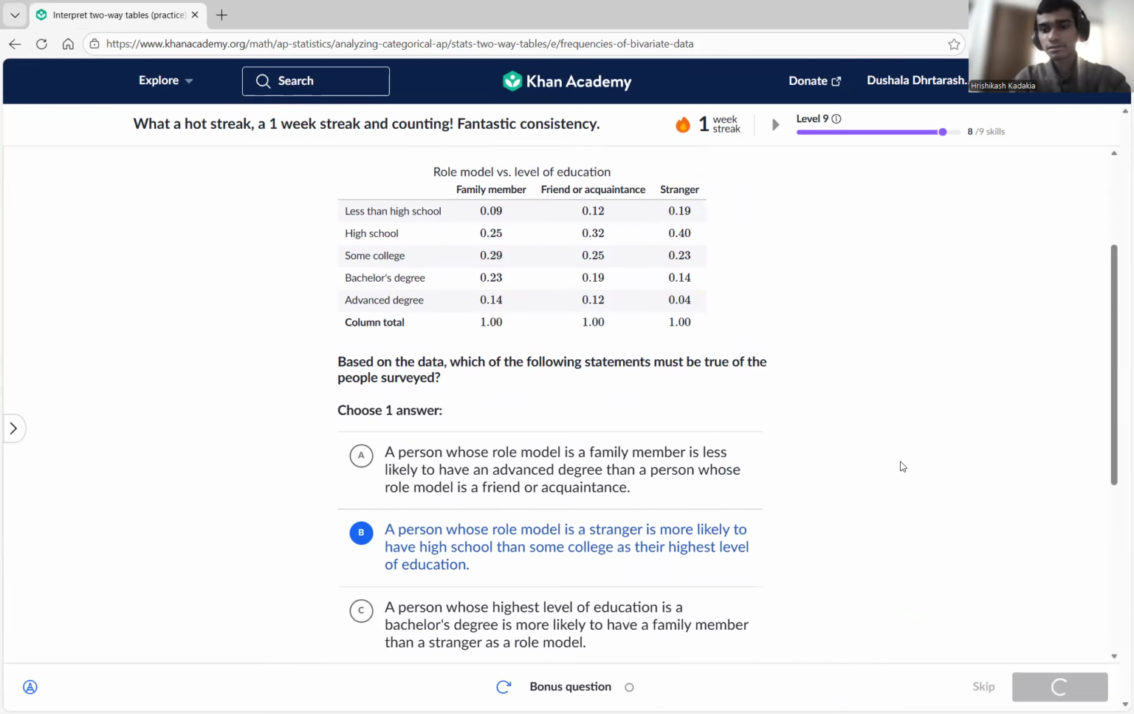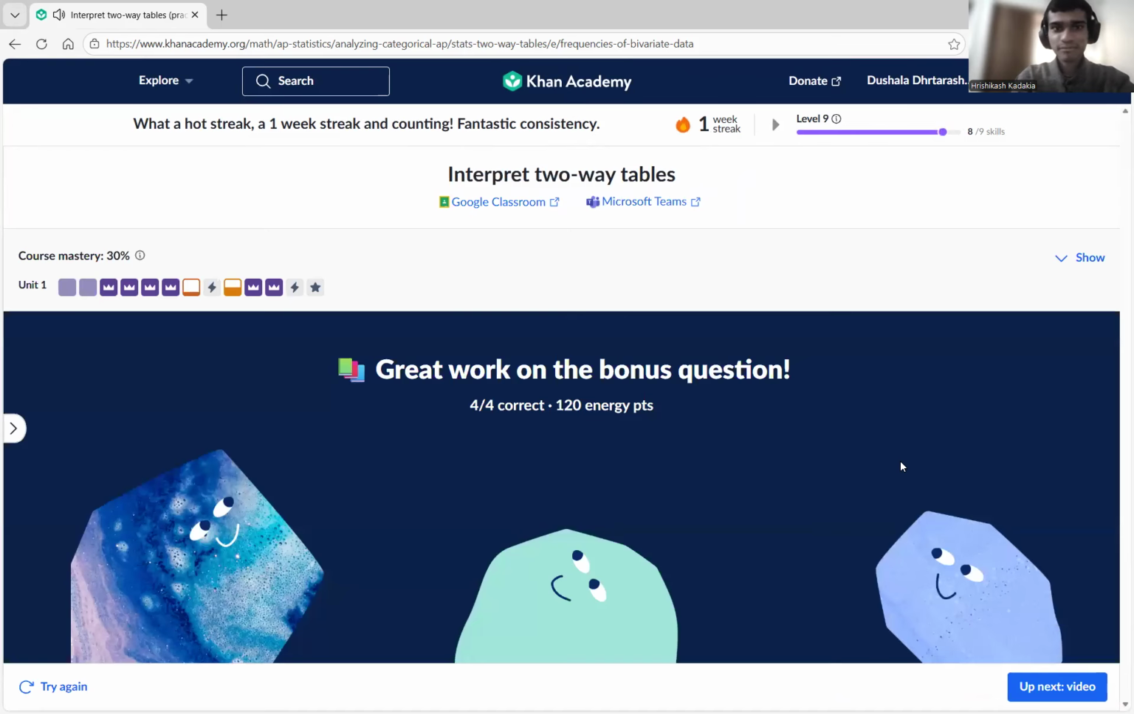Therefore, let's check it out. Got it correct.